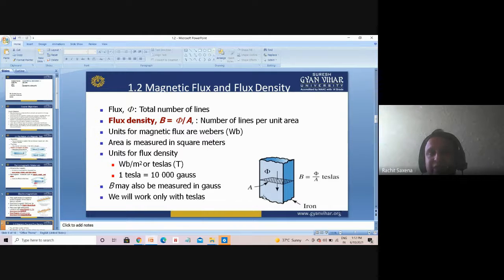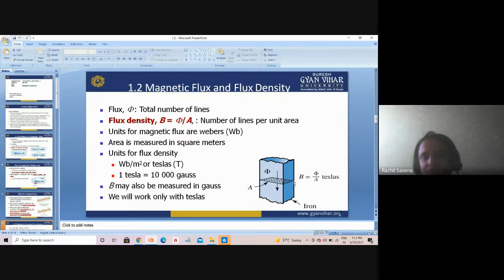Okay, so in this diagram, what I want to show you is, see, there is a cut piece of iron here. In this we have the area that is represented by A, and these lines represent the flux, that is phi.